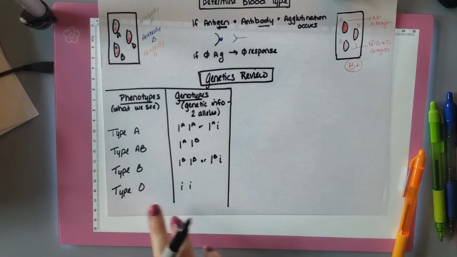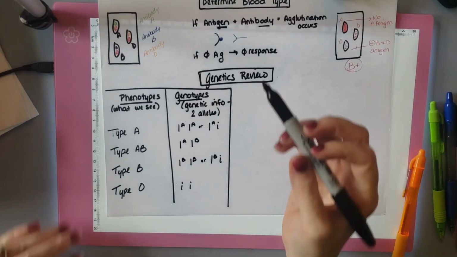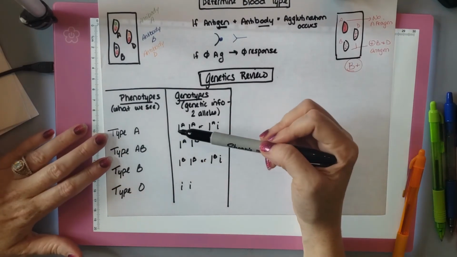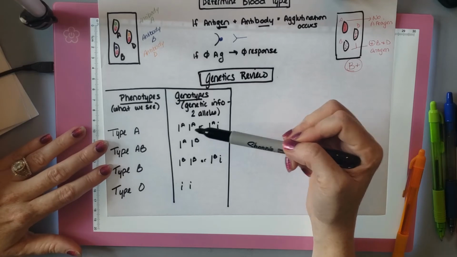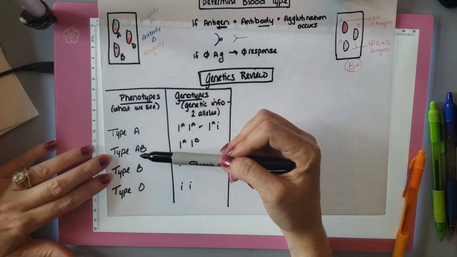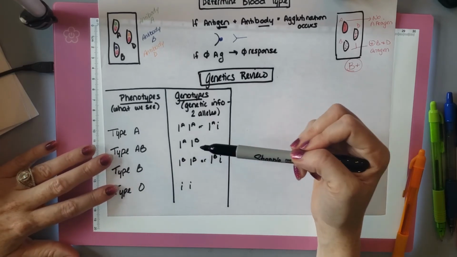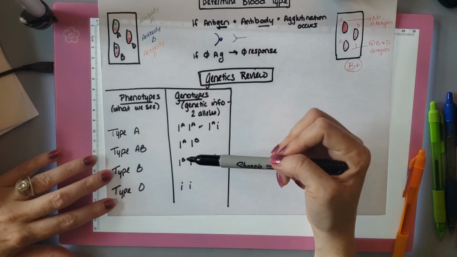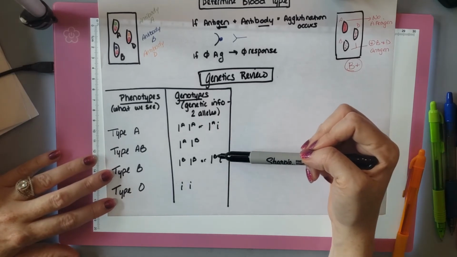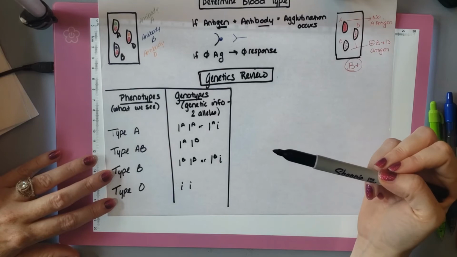So type O is the lack of A or B gene. Type A could either be dominant big A, big A, or big A, little i. AB is only big A and big B. Type B is big B, big B, or big B, little i.